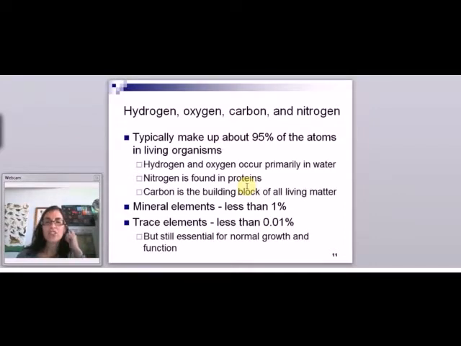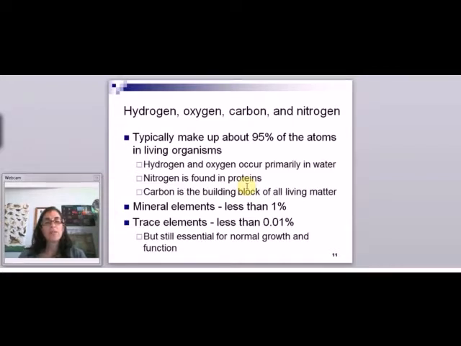So hydrogen and oxygen, as you probably know, are in water, and a large part of our body is water. Nitrogen is found in lots of molecules, including DNA. It's really high in proteins as well. And then carbon is a key one that is essentially in every single molecule that makes up our body. It's going to be sort of like the skeleton of every molecule that's in our body. And so those are the four major elements.